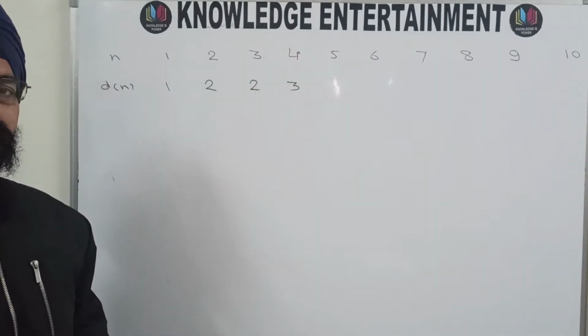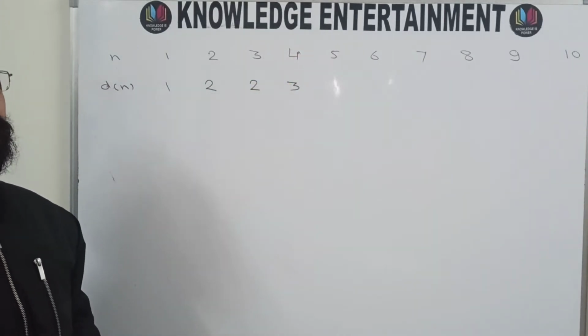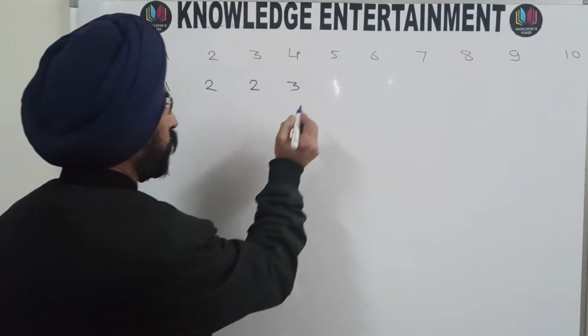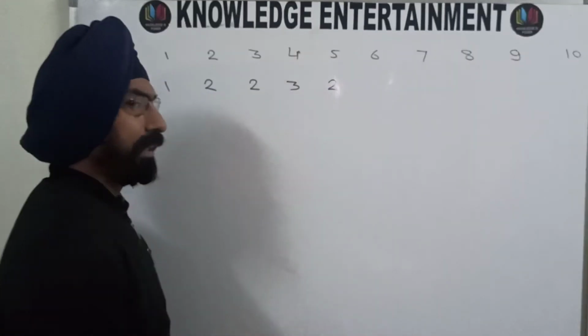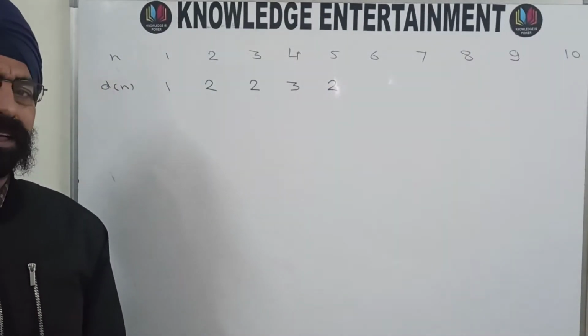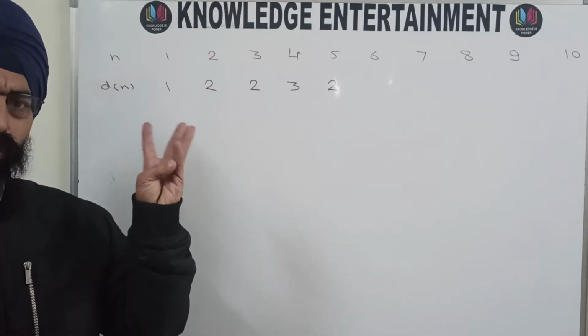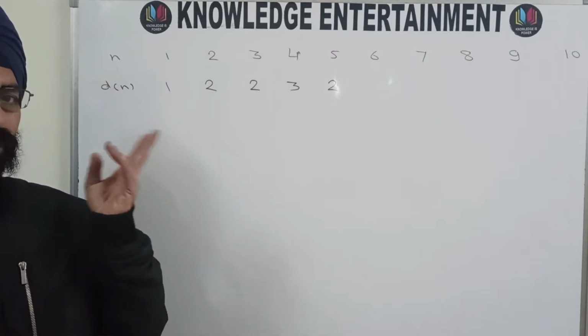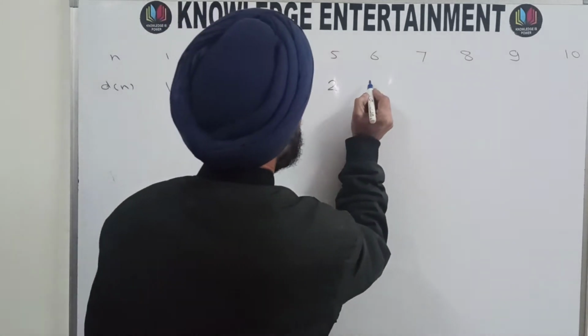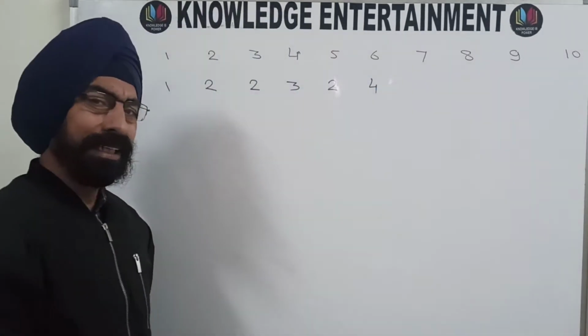5, you are having only 2 divisors, 1 and 5. So d5 is 2. 6. How many divisors are there? 1, 2, 3 and 6. So 4 divisors are there. So d6 is 4.